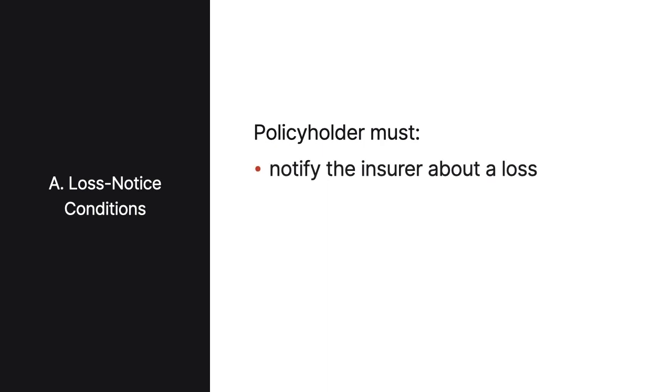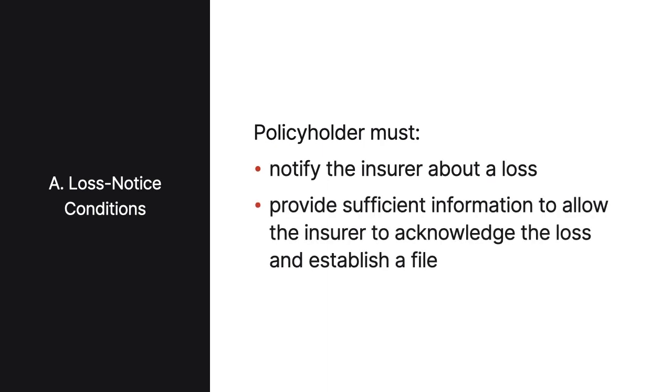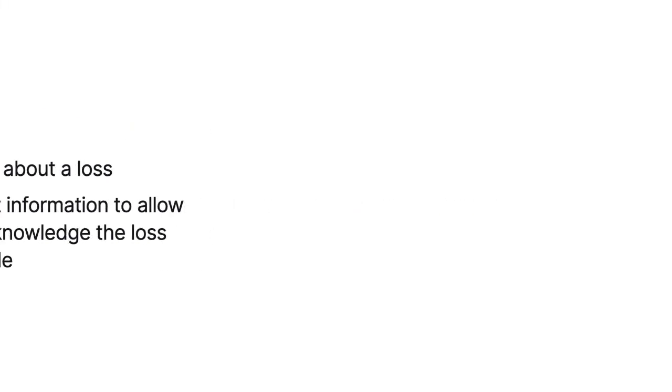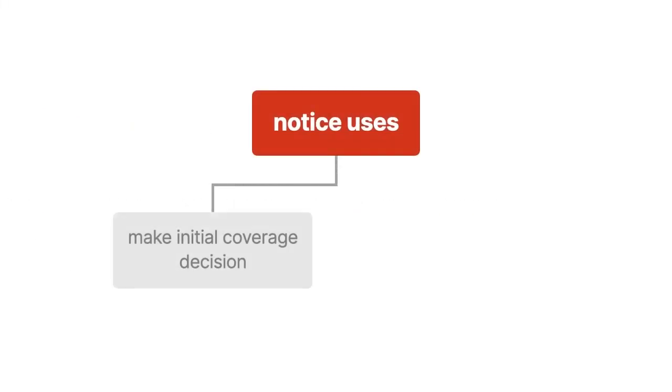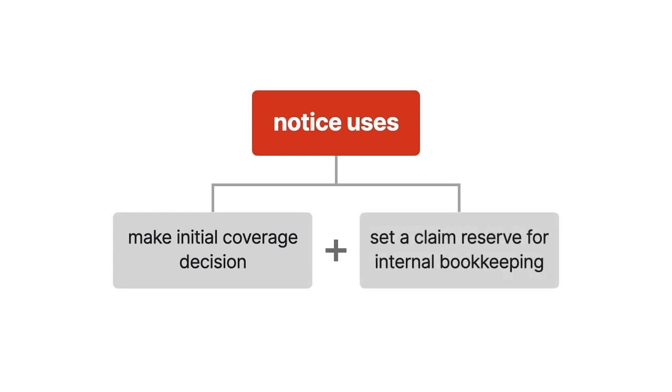All CGL policies have a loss notice condition, which requires that the policyholder notify the insurer about a loss. This notice must provide sufficient information to allow the insurer to acknowledge the loss and establish a file. The insurer may also ask for more information. The insurer uses this notice information to make its initial coverage decision and to set a claim reserve for its internal bookkeeping.